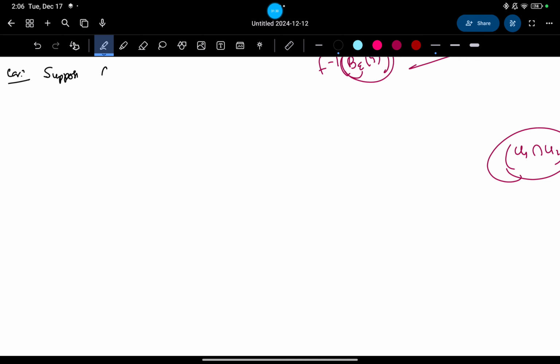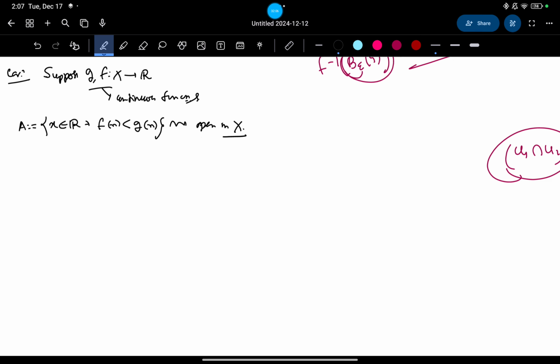Suppose we have a mapping from X to R in the topological space. Let's say g and f, these two are continuous functions. Then we consider A to be the set of all small x belonging to capital X such that f(x) is strictly less than g(x). So this is open in X, and this set B of all x belonging to X such that f(x) is less than or equal to g(x), this is closed in X.